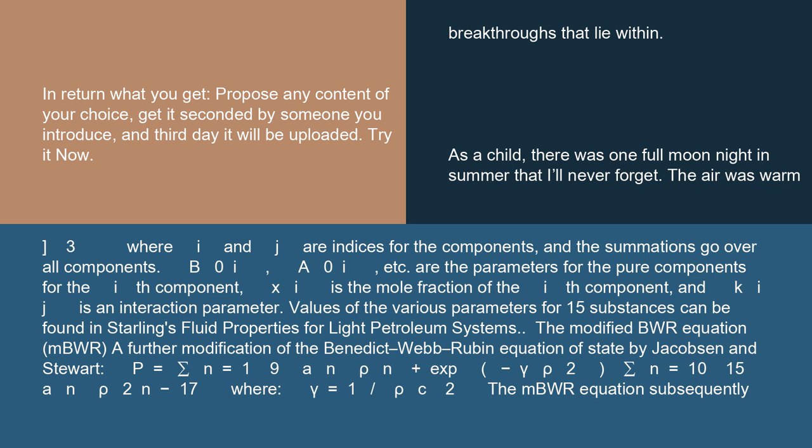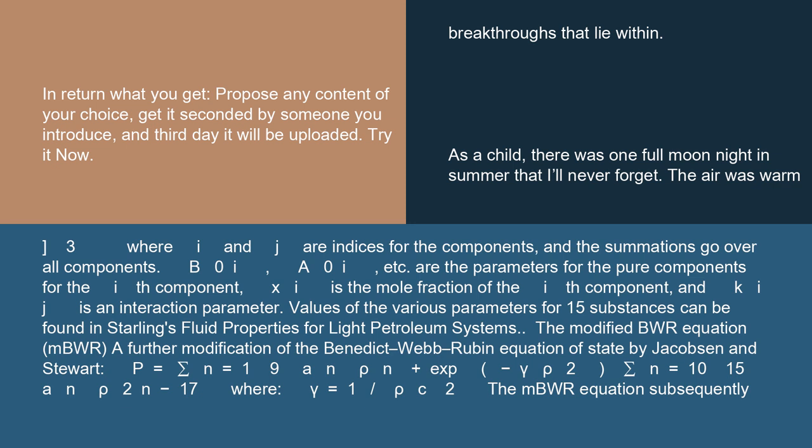Values of the various parameters for 15 substances can be found in Starling's Fluid Properties for Light Petroleum Systems. The modified BWR equation, MBWR, is a further modification of the Benedict-Webb-Rubin equation of state by Jacobson and Stewart. P equals the sum from n equals 1 to 9 of a_n rho to the n, plus exp(minus gamma rho squared) times the sum from n equals 10 to 15 of a_n rho to the (2n minus 17), where gamma equals 1 over rho c squared.